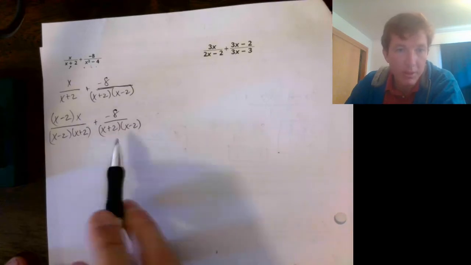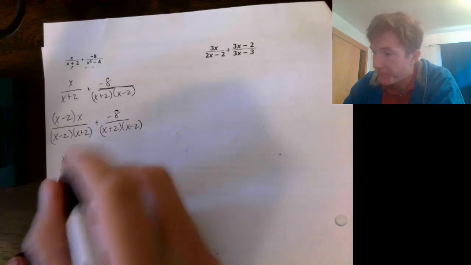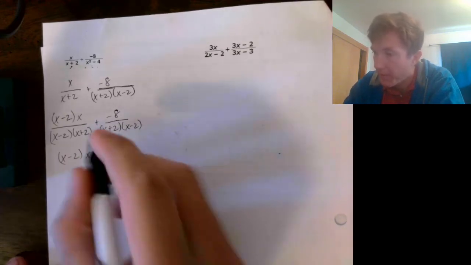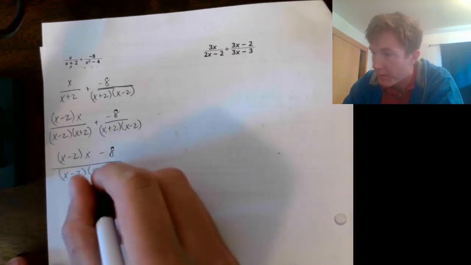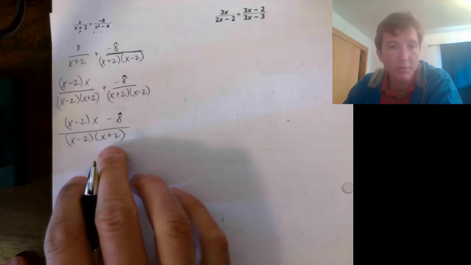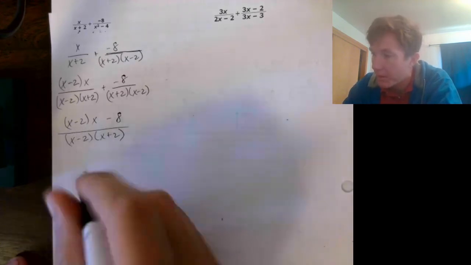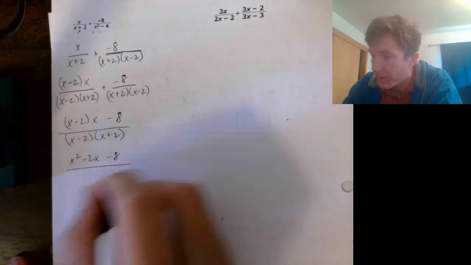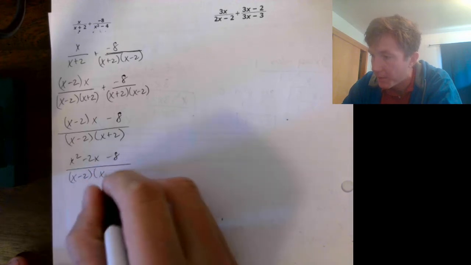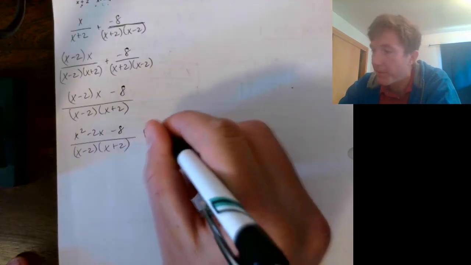Now both expressions have the same base, so I can combine these. So I get x minus 2 times x plus negative 8, I'll just write that as minus 8, over x minus 2 times x plus 2. Okay, so we've combined the top, and then I'll multiply out the top. So x times x is x squared minus 2x minus 8 over x minus 2 times x plus 2. And then lastly I'll factor out the top.